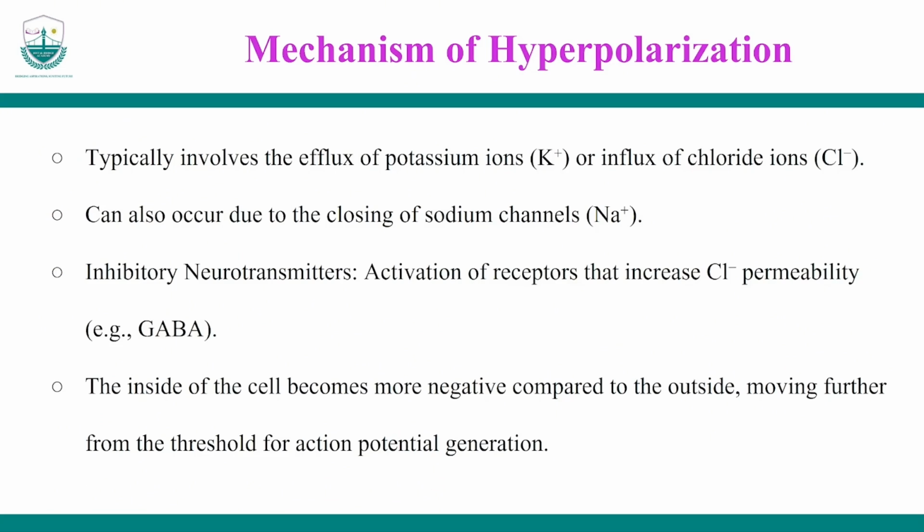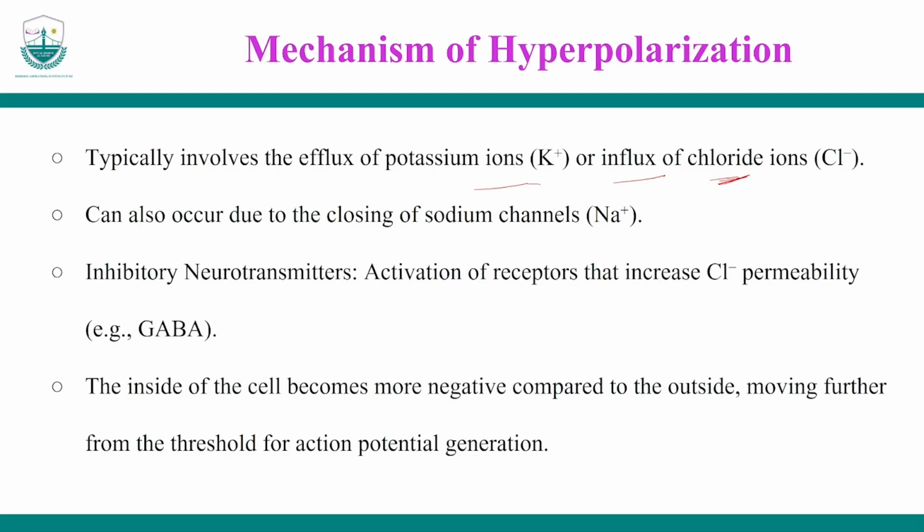So how does it happen? It happens because you have an influx of potassium ions or an influx of chloride ions. This happens because the sodium channels have been closed. Remember, when you have an action potential, sodium channels are opened, and sodium ions enter, causing the neuron to be positive inside. But once an action potential has been generated, the sodium channels are closed, and you have potassium ions coming out, including chloride ions coming in. These are the ones responsible for the hyperpolarization.